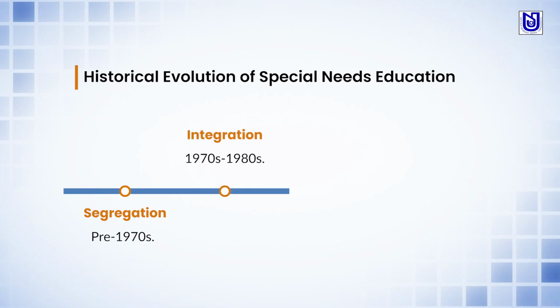Next, during 1970s to 1980s, we can talk about the integration phase. During this phase, the learners with impairments were gradually placed into mainstream institutions where they were expected to adapt to static mainstream systems. So, from isolation and segregation, they are now being integrated into the mainstream educational institutions.